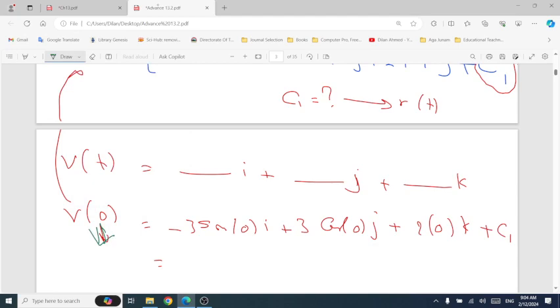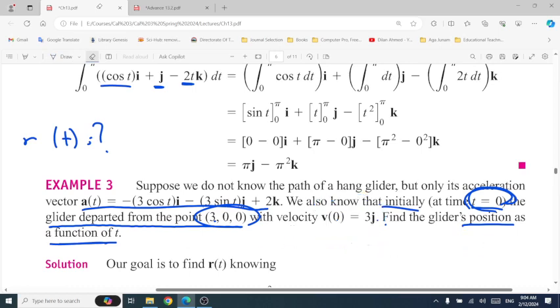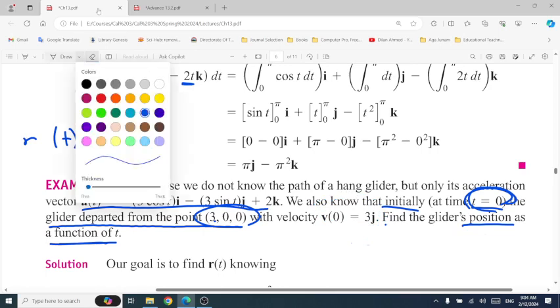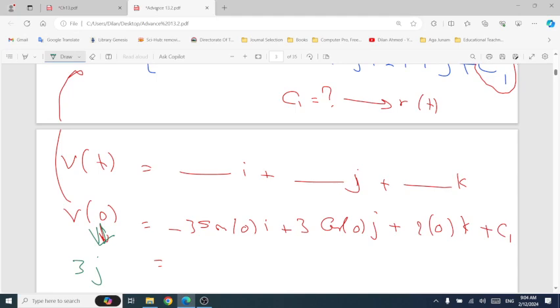How do you know? It is equal to 3j. Clear? Good. So you need to use the given. Why do we have the given if you are not using it? So I'm going to use this. Then compare: V(t) plus C at 0 is equal to this, and the given is this.